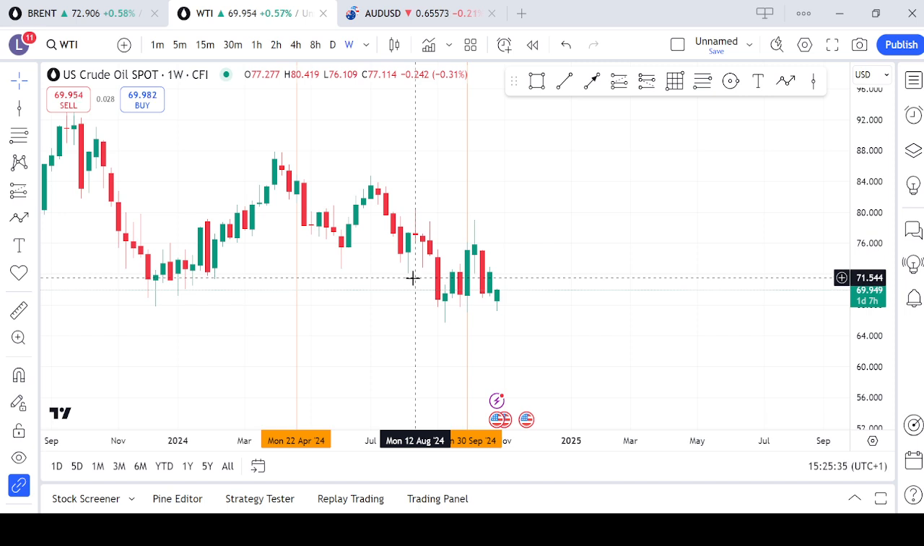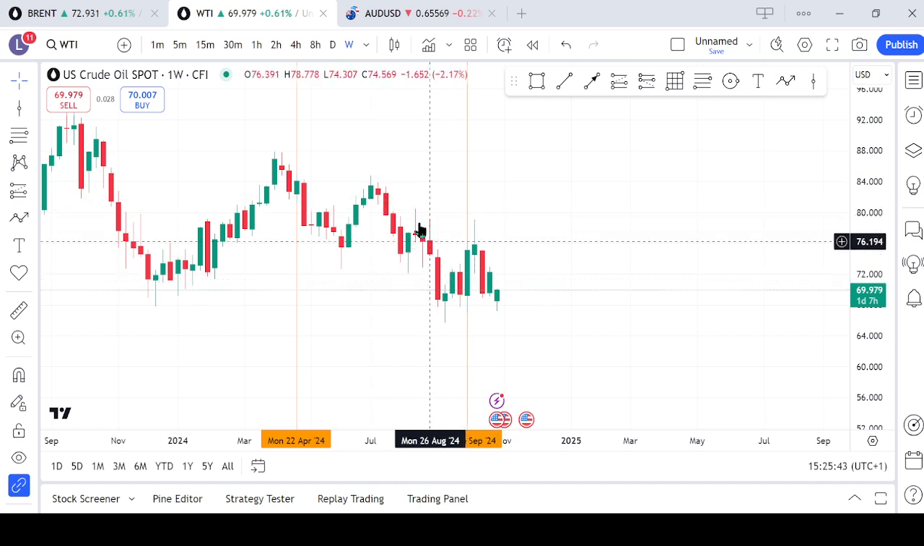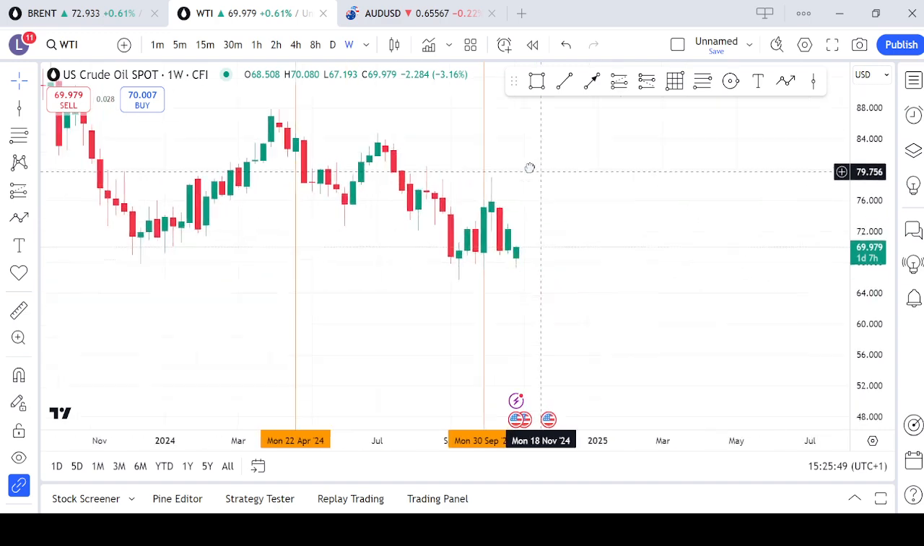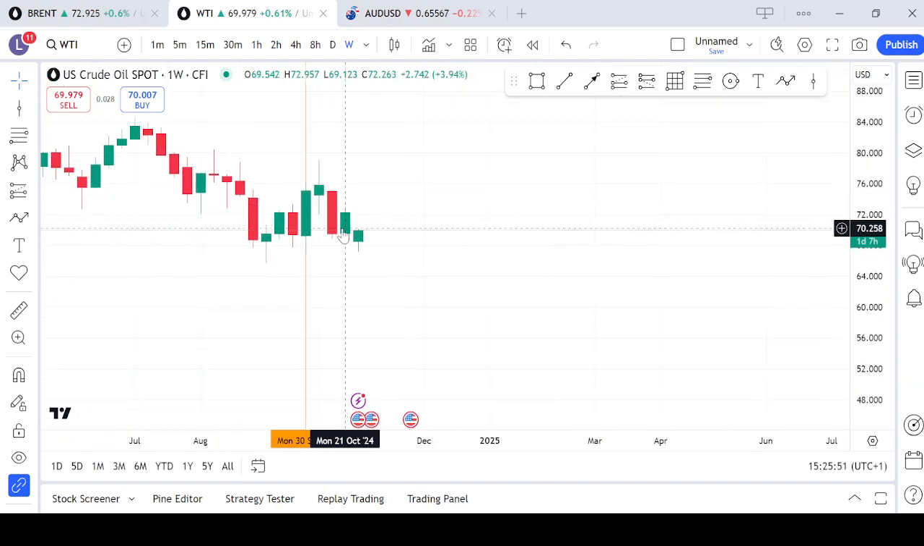Was less than expected, yes. And oil prices can react immediately by retreating, which will give us a bearish week. This is the weekly time frame. You can see this is a bearish week followed by this bullish week and this bullish week right there.